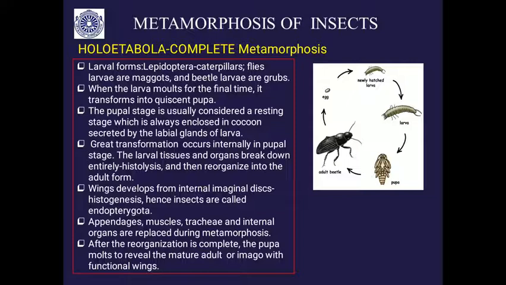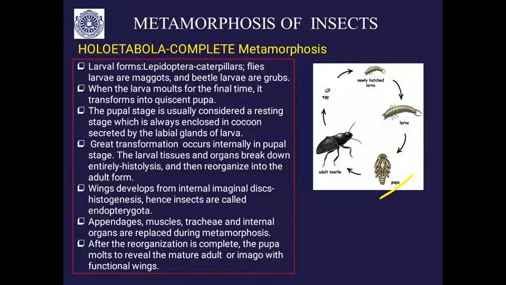When the larva molts for the final time, it transforms into a quiescent pupa. It is the final larval stage; the pupa is quiescent, that is, an inactive stage. The pupal stage is usually considered the resting stage. Then a miracle takes place: from the pupa, the adult will come out.